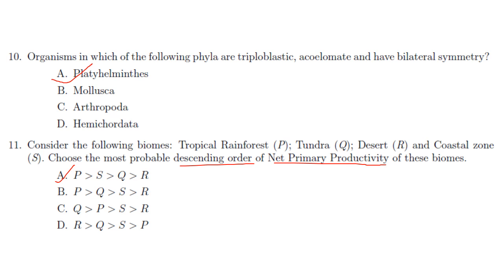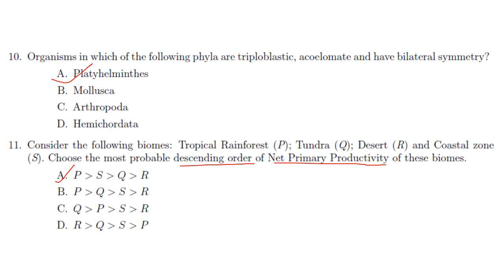Then next one. Organisms in which of the following phyla are triploblastic, acoelomate and have bilateral symmetry? So they are platyhelminthes. Answer is option A. Then consider the following biomes: tropical rainforest, tundra, desert and coastal zone. Choose the most probable descending order of net primary productivity of these biomes.